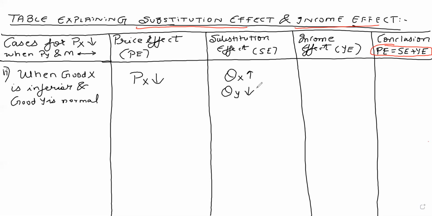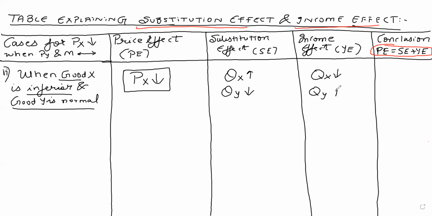But now what will be the income effect? When price of good X falls, purchasing power has gone up. Now purchasing power has gone up, but good X is inferior. So you will buy less of the inferior good, but good Y is normal and your purchasing power has gone up. You will buy more of good Y.